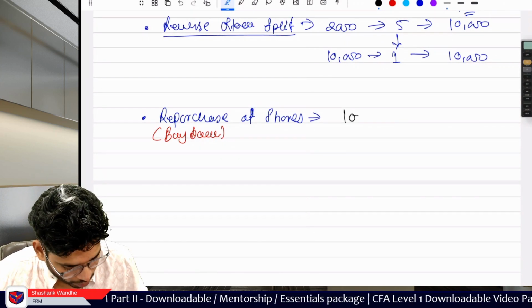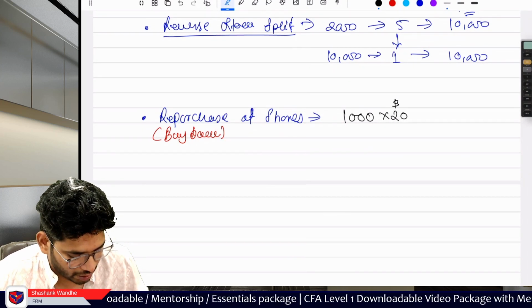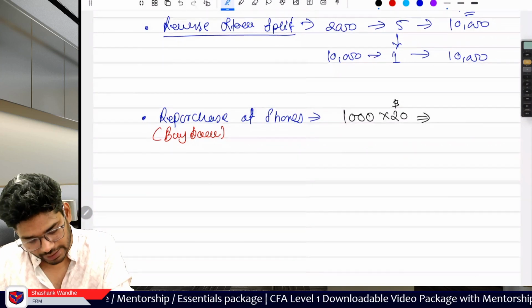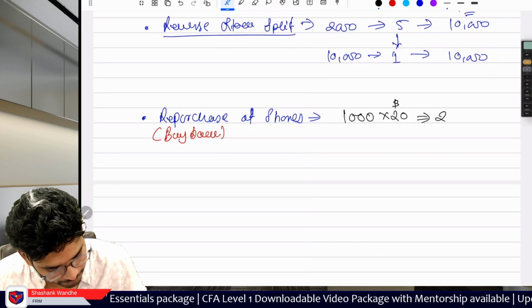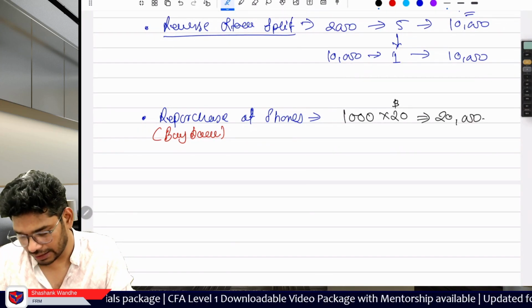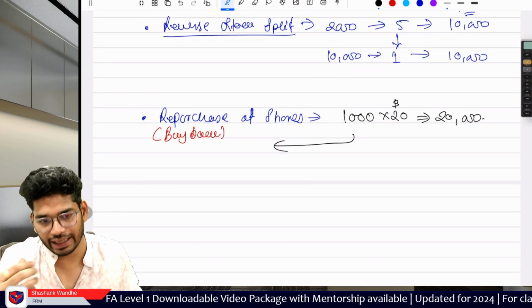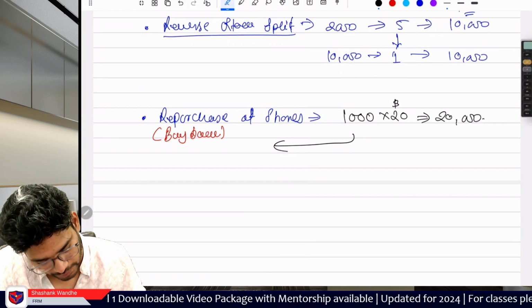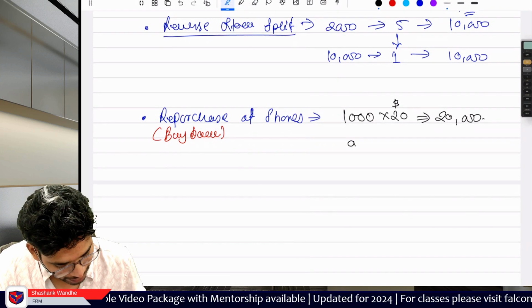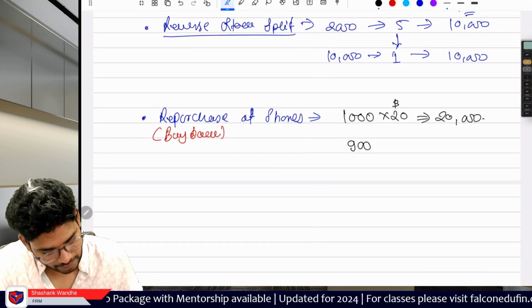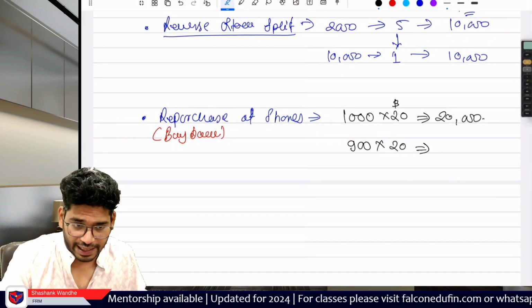So let's say you hold 1000 shares at $20 each, and the total value is 20,000. Okay, and the company repurchases shares from you. Let's say 100 shares repurchased. So 100 shares repurchased by the company. So now you will have 900 shares. Share value won't change in this case.